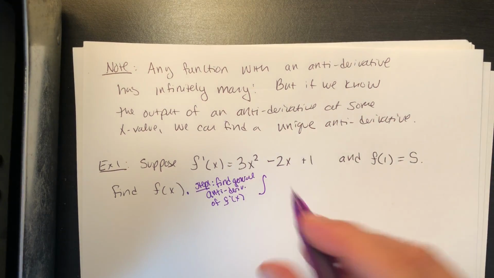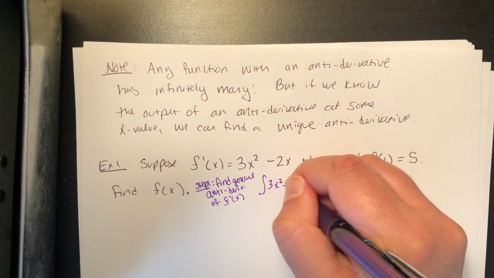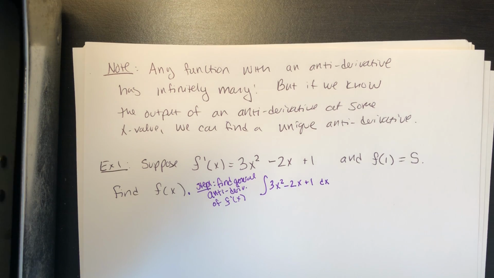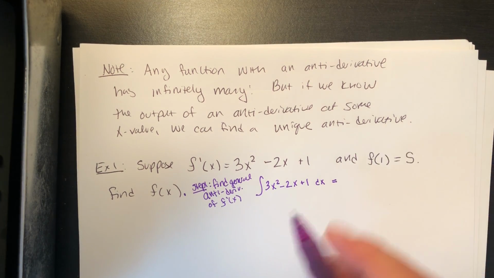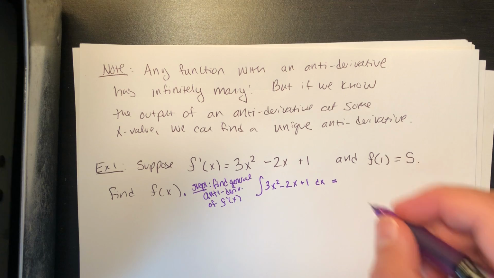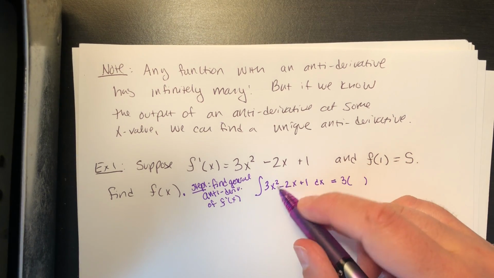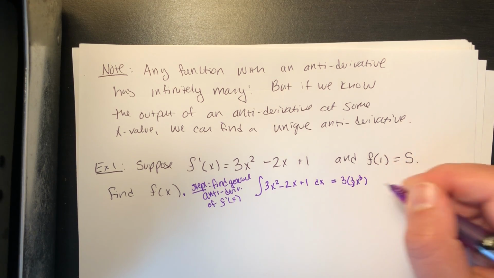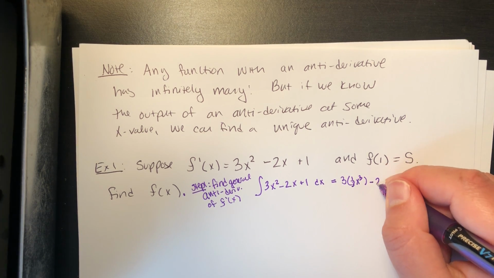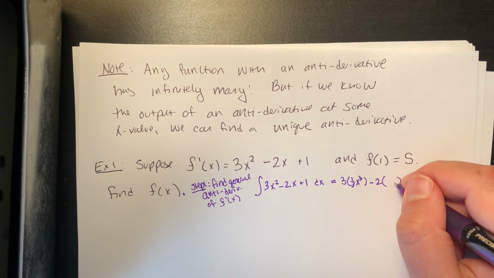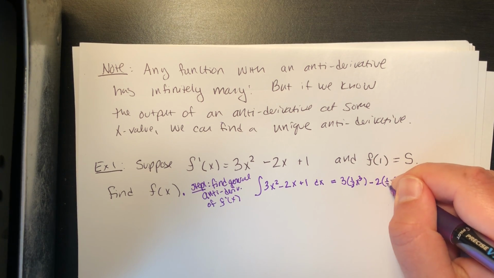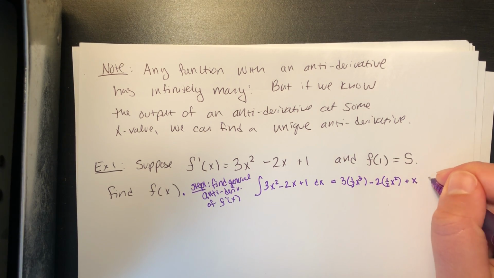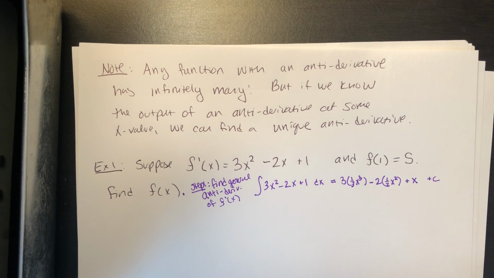So I'm going to take the antiderivative of 3x squared minus 2x plus 1 with respect to x, using the rules that we did before. The antiderivative of 3x squared, well, I need to increase my exponent by 1, so it'll go up to x cubed and multiply by 1/3, minus 2, the antiderivative of x would be x squared times 1/2. And then the antiderivative of 1 would just be x. And then, of course, we have a plus c at the end for now.